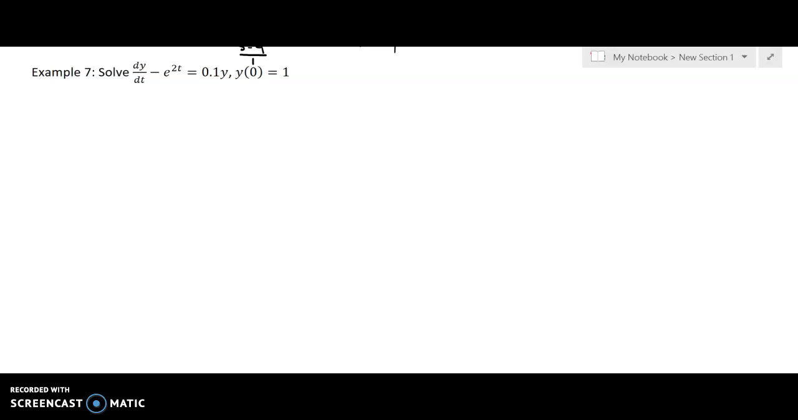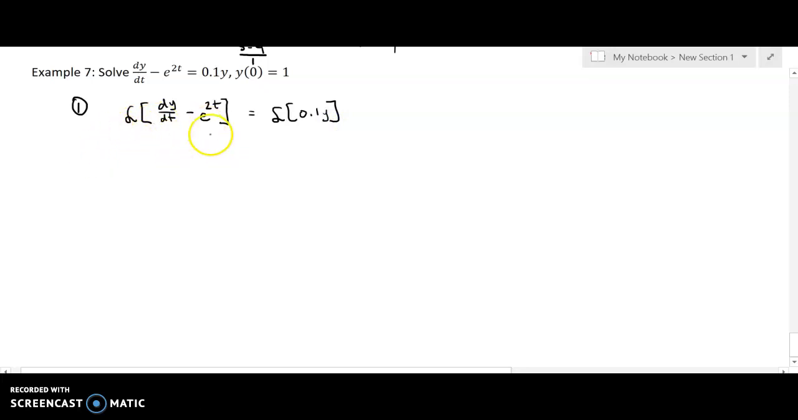In this final video, we'll take a look at one more example of solving a differential equation with Laplace transforms. So we're going to begin this one much like the other examples. We see that we have dy dt minus e to the 2t equals 0.1y. So we're going to begin with step one, which is to take the Laplace of both sides. So I'm going to take the Laplace of the left, which is the Laplace of dy dt minus e to the 2t. And that's going to equal the Laplace of 0.1y.